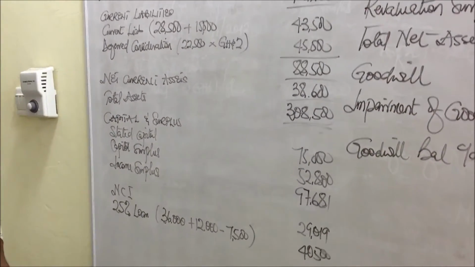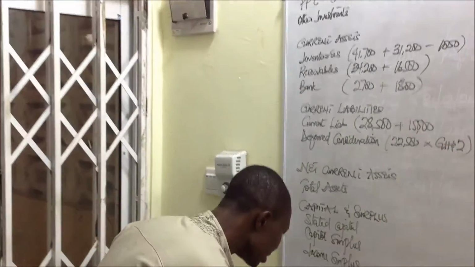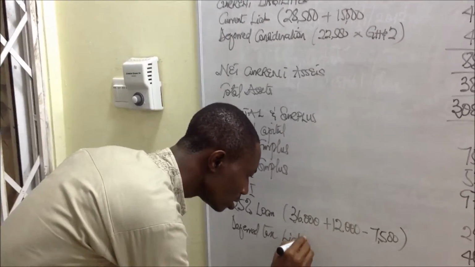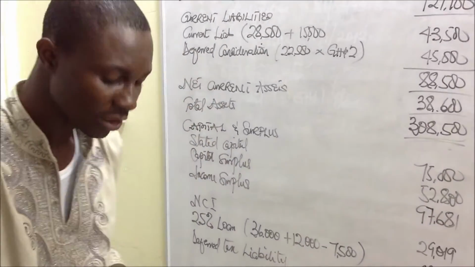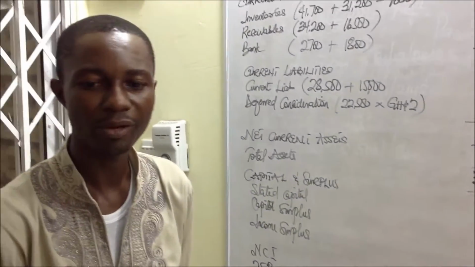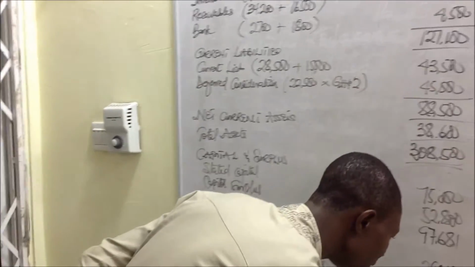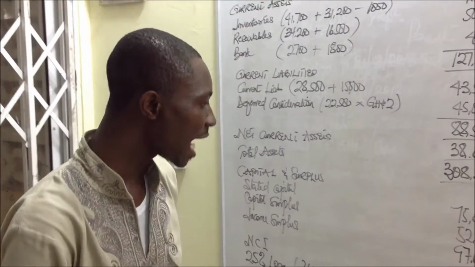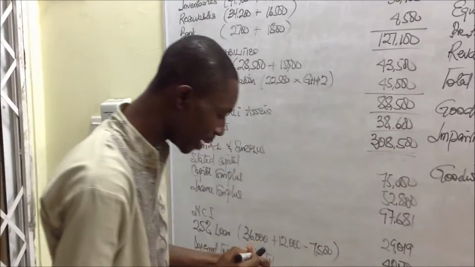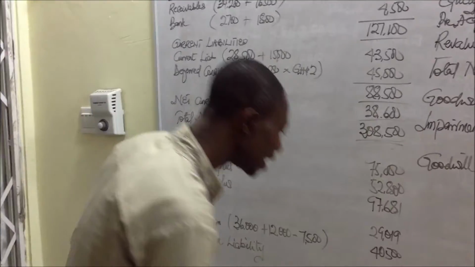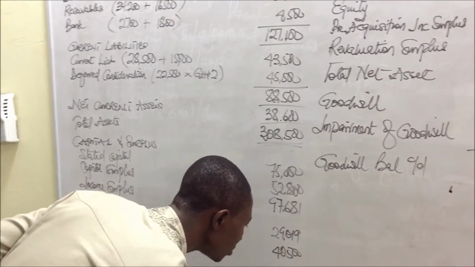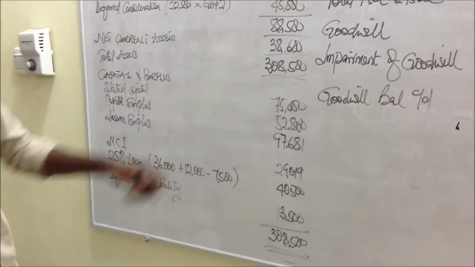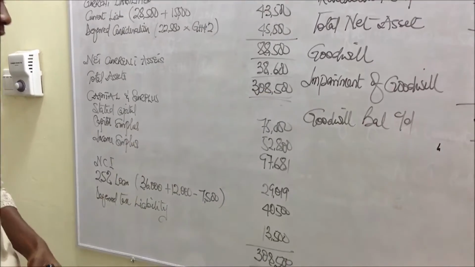The next thing is deferred tax liability. A deferred tax liability is given for only the parent, an amount of 13,500. So after everything, we have considered all the amounts. We just have to put everything together, and the total gives us 308,500, which is in agreement with our total assets of 308,500 up here.